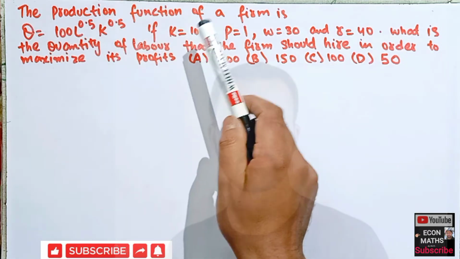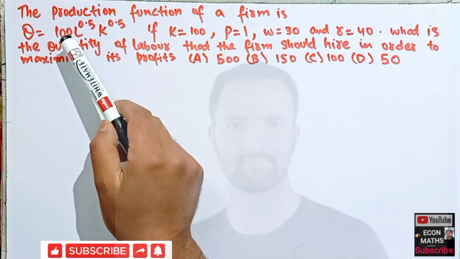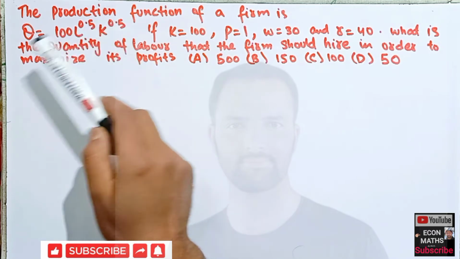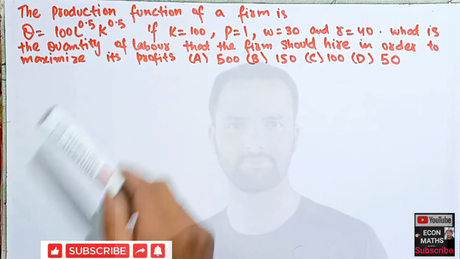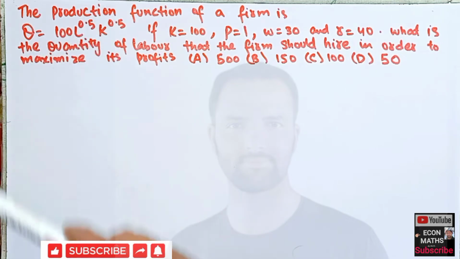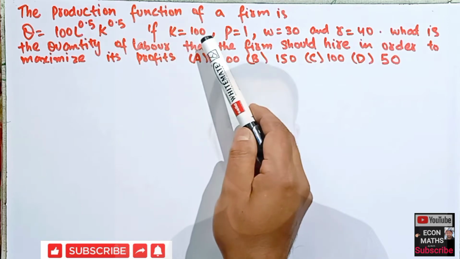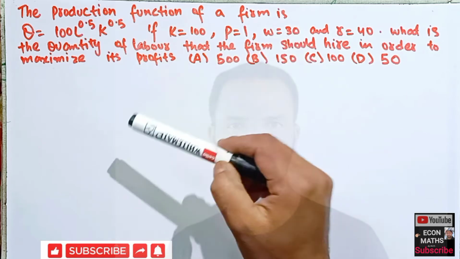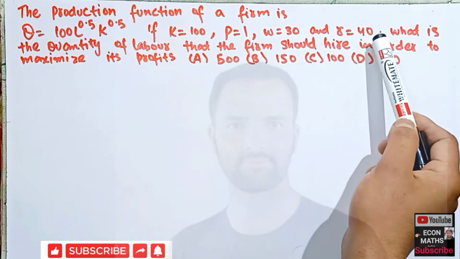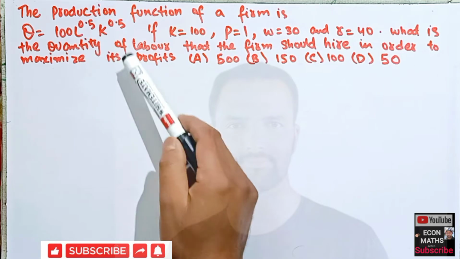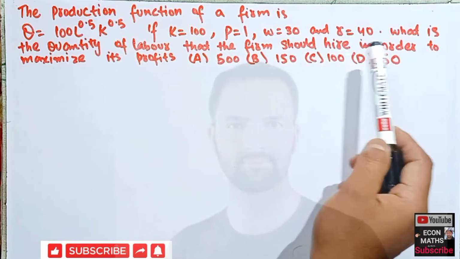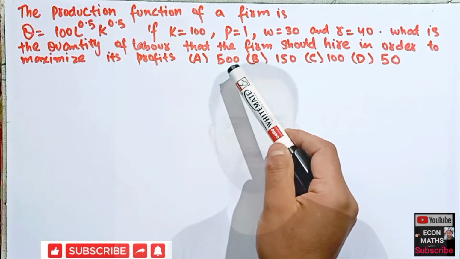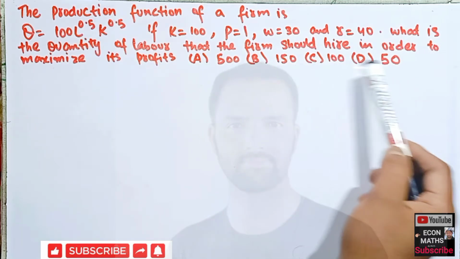The production function of a firm is given by Q is equal to 100 into L to the power 0.5 into K to the power 0.5, where Q is the quantity, L is the number of laborers, and K is the units of capital. If K is equal to 100 units, price is 1, wage rate is 30, and rental rate of capital is 40, what is the quantity of labor that the firm should hire in order to maximize its profits? The options are given as 500, 150, 100, or 50.